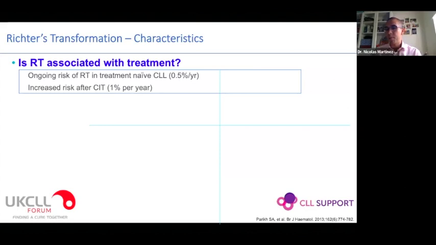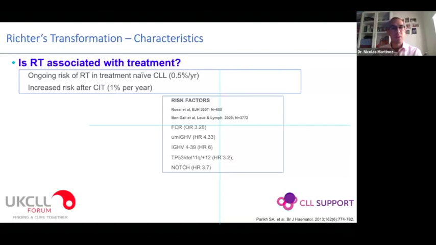But obviously, we spent the whole morning yesterday talking about why we're not giving chemoimmunotherapy anymore. So this is a relatively still present risk for most of our patients because many of our patients have received chemoimmunotherapy, but that's going to disappear over time. So the next question is then, what happens with novel agents? And I'll touch on that in a moment.